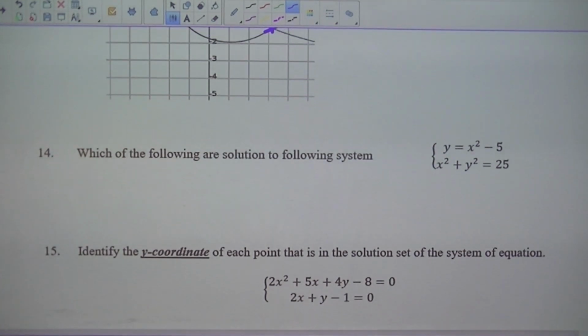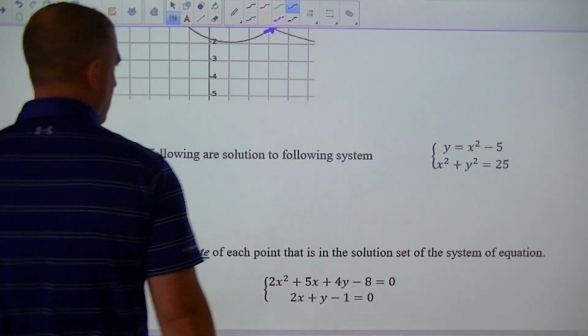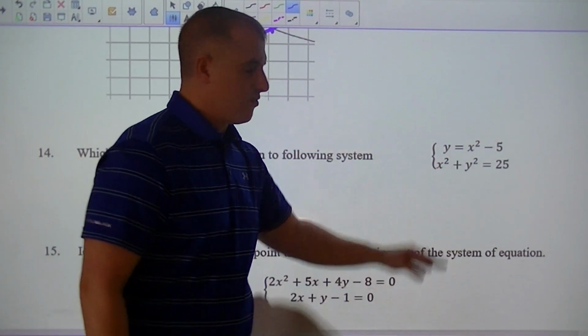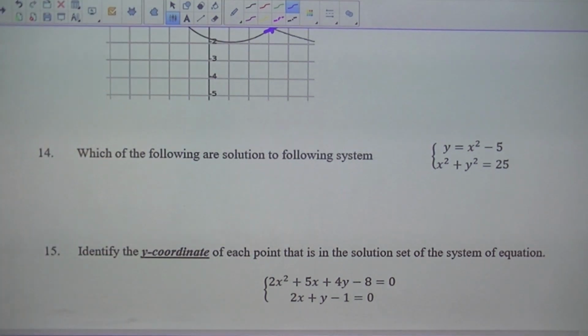All right, what are the solutions to the following system? Okay, now the key thing is you want to get this one in y equals. So let me make sure you can see that. Okay, you want to get this in y equals.